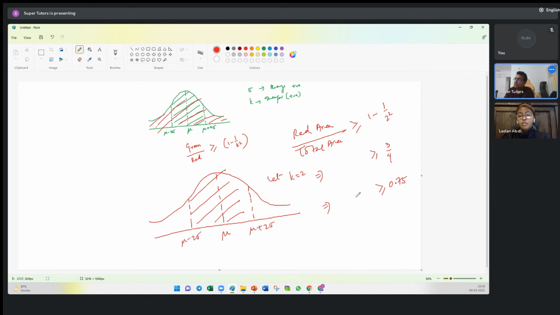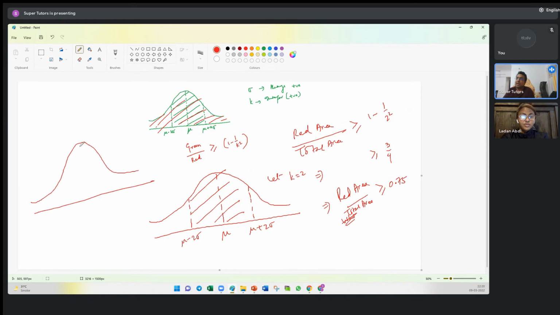So basically just saying that for a value of 2, this red area upon total area is greater than or equal to 0.75, or 75%. So this is minimum 75% of the total area under the curve. That's all Chebyshev said. Does it clarify it for you now? Yeah. Perfect.